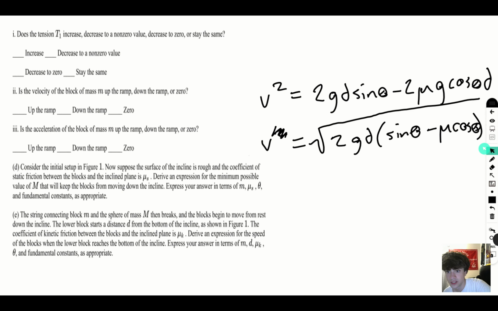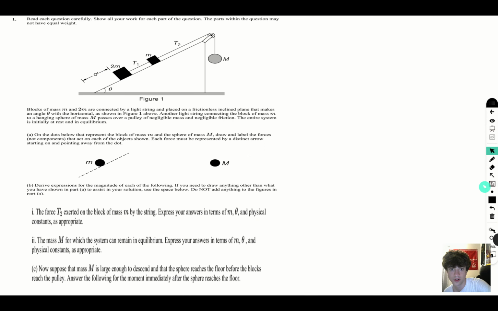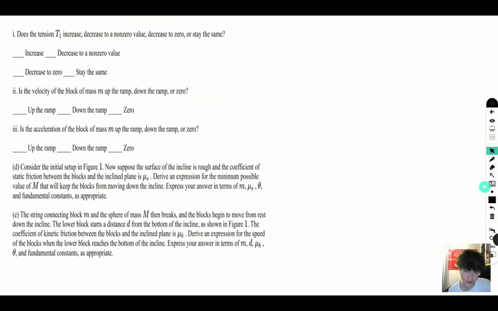Now let's move on to the next page. Or actually, I do believe that's it. Sorry for the confusion, you guys. That is the end of the problem.